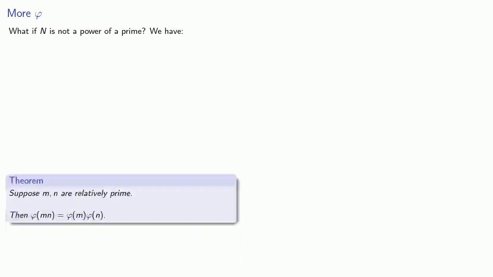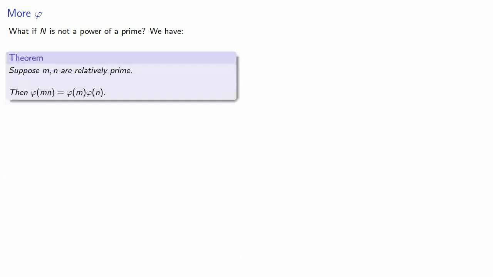Now, we know how to find phi of a prime number and phi of a power of a prime number, but what if n is not a power of a prime? And this leads to an important result. Suppose m and n are relatively prime, then phi of their product, mn, is phi of m times phi of n.